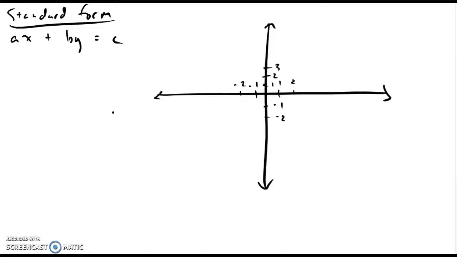Now we're going to look at standard form, and what's convenient about standard form is it's very easy to find the x and the y intercept. And in order to do this, you just substitute zeros in for either x or y. So for example, if I'm on the y-axis, by the way, the y-intercept is where the line crosses the y-axis.